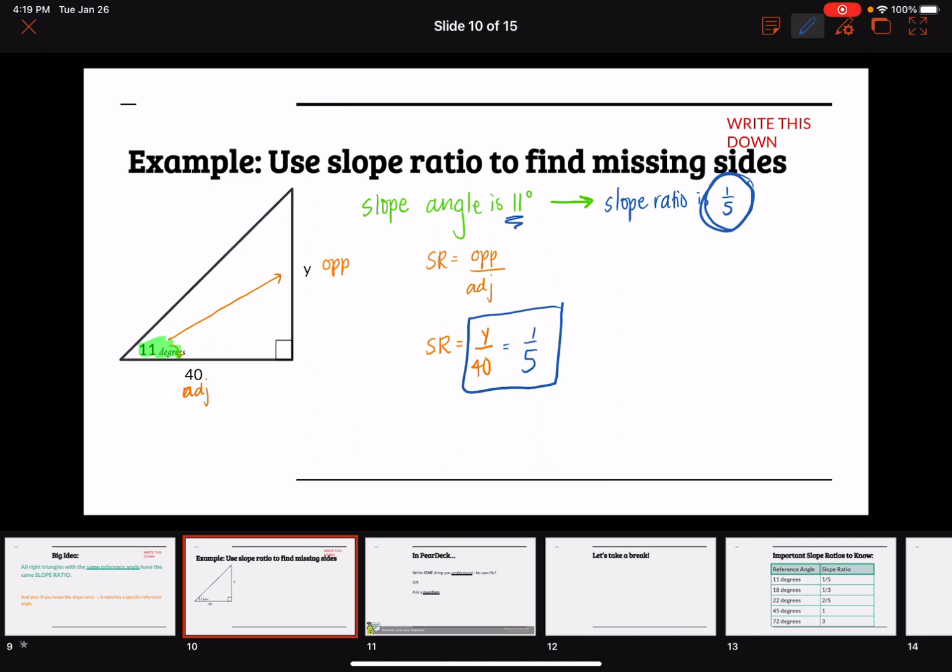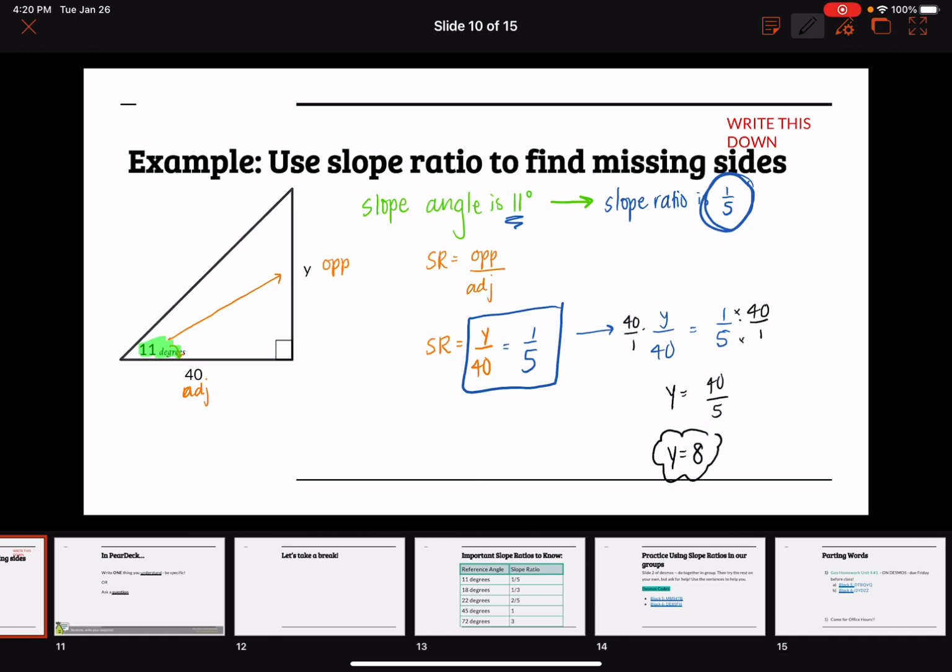Here we have an algebra equation we can solve. We'll multiply both sides by 40 to undo dividing. 1 times 40 is 40. 5 times y is 5y. And then we do 40 divided by 5, which equals 8.